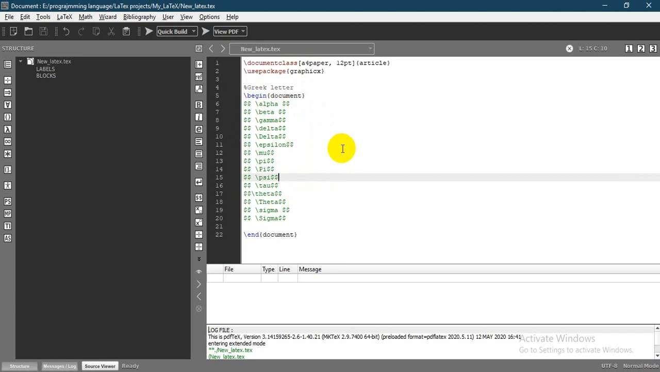So from here we will end up with the Greek letters usage in LaTeX. Thanks for your kind attention.